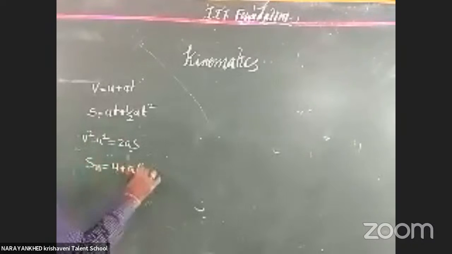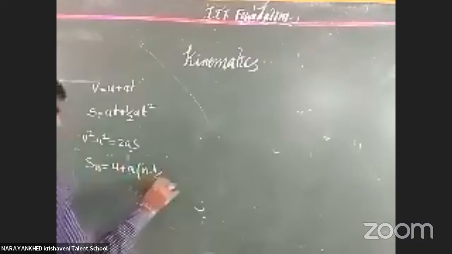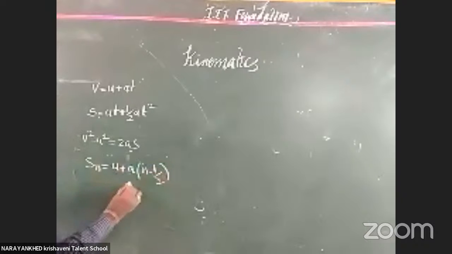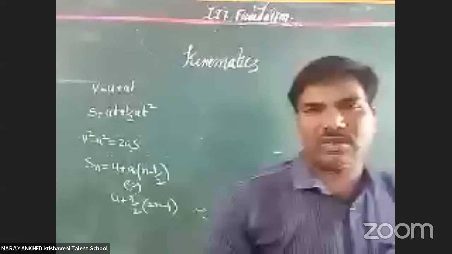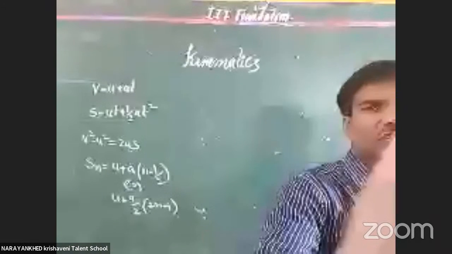Sn is equal to u plus a into (n minus 1) by 2, as given in our textbook, or it is also written as u plus a by 2 into (2n minus 1). That is a mathematical conversion only. These are called the equations of motion. Clear? Okay, now for which body?